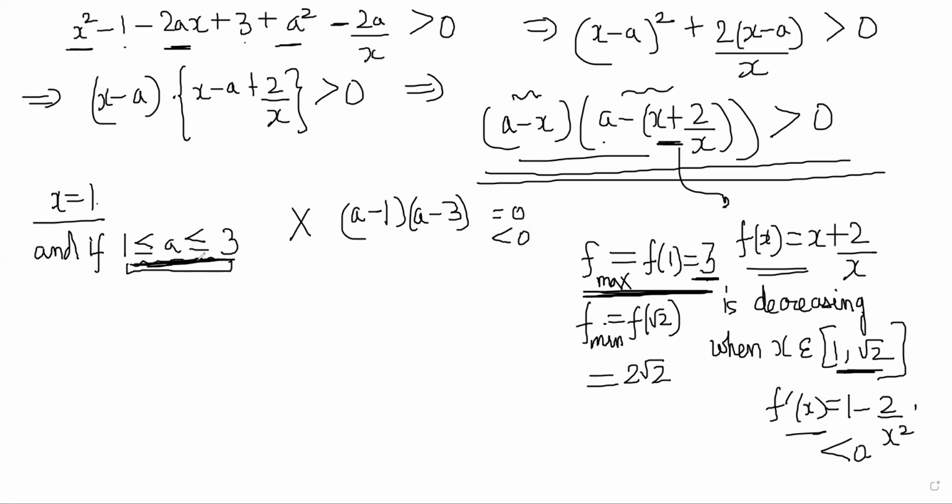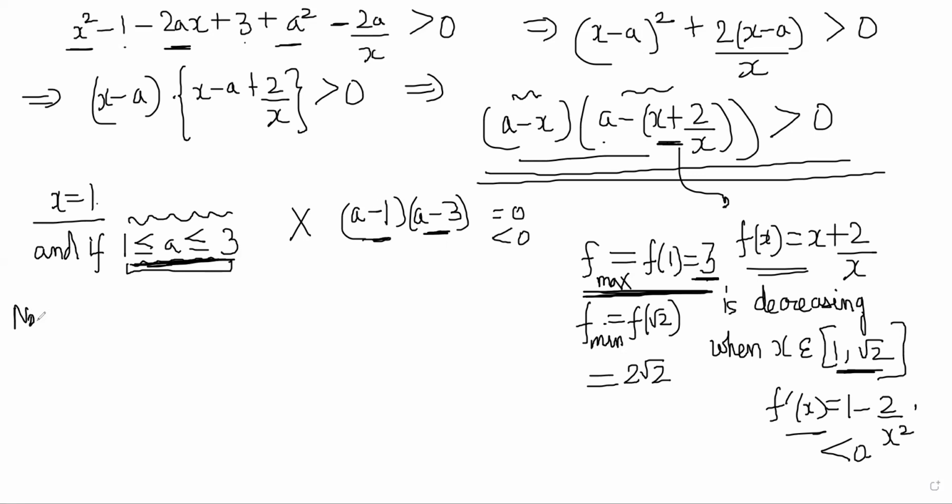You can confirm that yourself. If a is between 1 to 3, this term is negative, this term is positive. So they're either less than 0 or equal to 0, right? So the inequality will not be satisfied if a belongs to this range, right? And x is equal to 1.